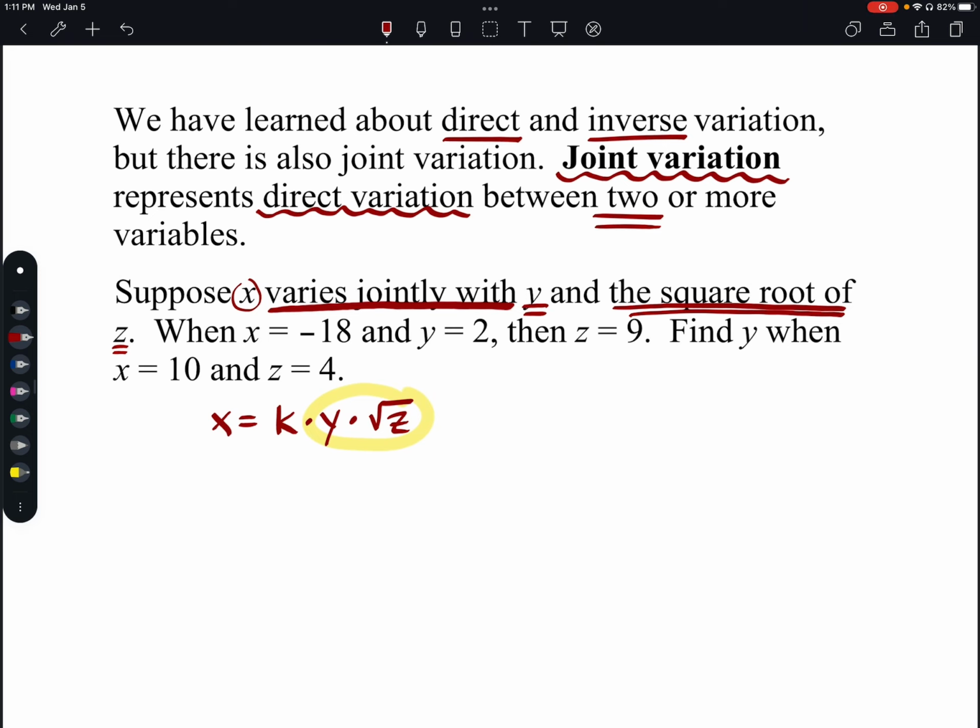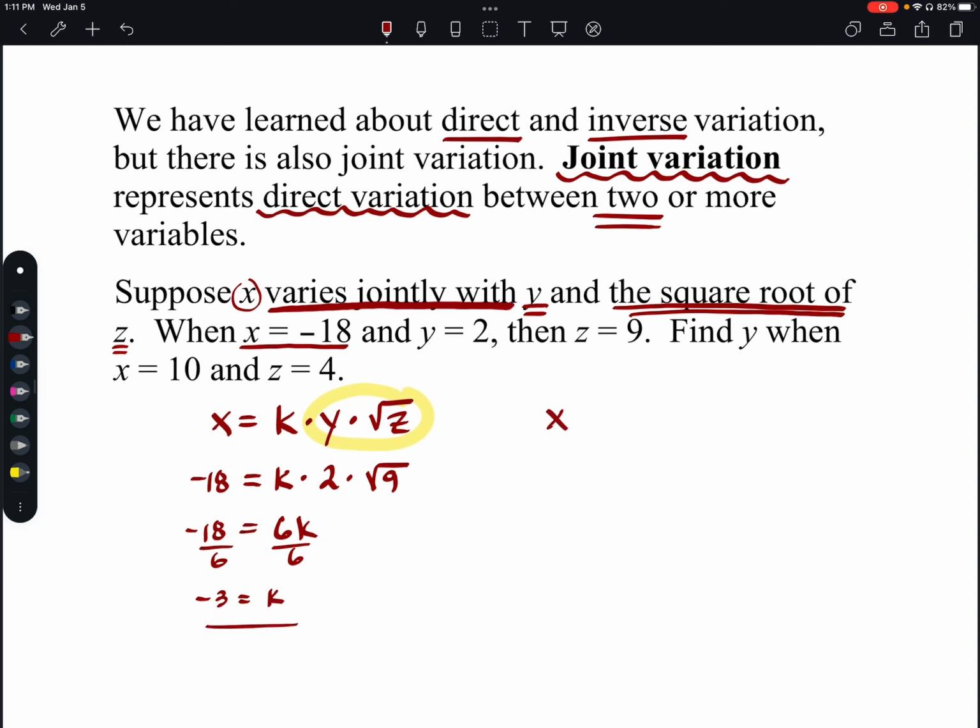So let's take it here and figure out what k is. So it says when x is -18, y is 2, and z is 9. Okay, they want us to figure out here what our value of y will end up being. So the square root of 9 is 3 times 2 is 6. So we have 6k is equal to -18. We'll divide each side by 6, and we get -3 is equal to k.